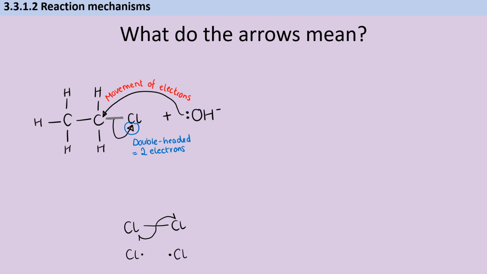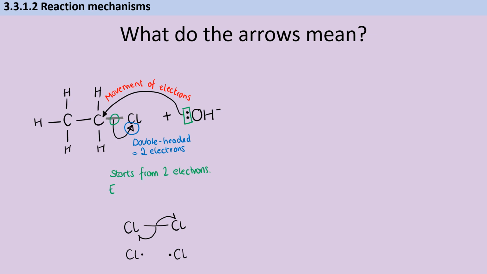Now, actually, for AQA, we don't worry about these single-headed arrows. You don't need to be able to do this for the formation of radicals, but you do need to be able to recognise that this symbol, the Cl with the single dot, shows a radical. And it's not just chlorine that forms radicals, but they are one of the first radicals that we will meet in year 12. Anyway, back to this other mechanism that we were looking at.